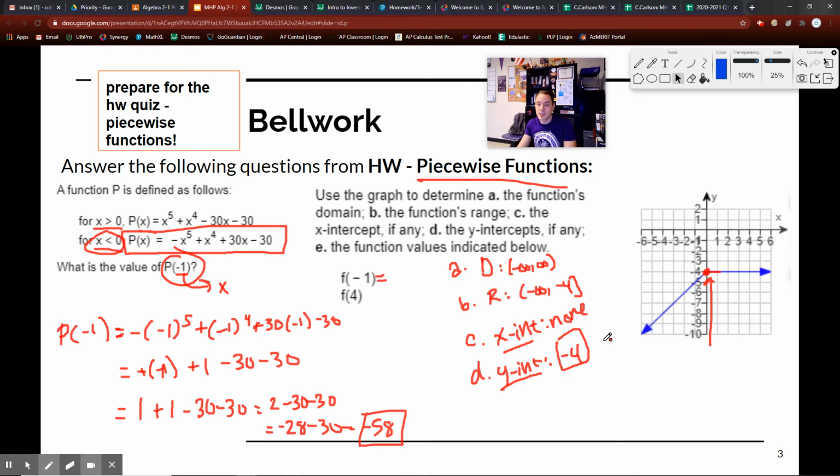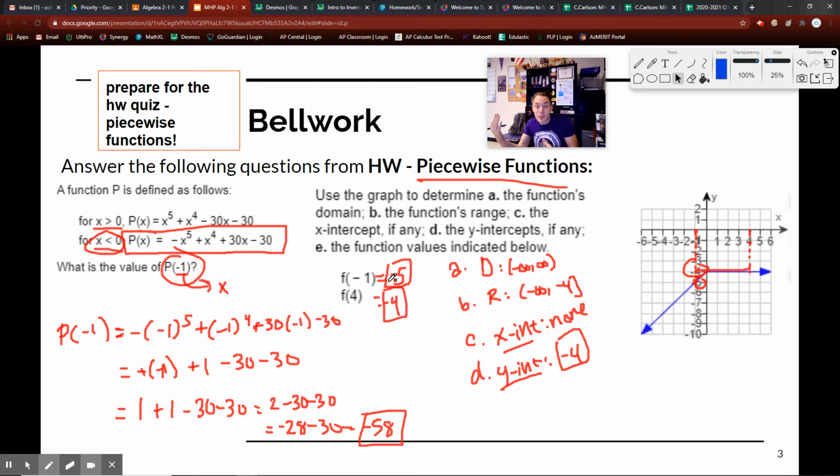Okay. And then the function values. What are the function values? So we're going to look at two function values here, negative 1 and then also 4. So negative 1 is right here. Go down. Where does that hit? It seems to hit right at negative 5. So that means this one's negative 5. Now let's look at 4. Where does it go down? Seems to hit right at negative 4, right? So this one is negative 4. That is how you do that problem.